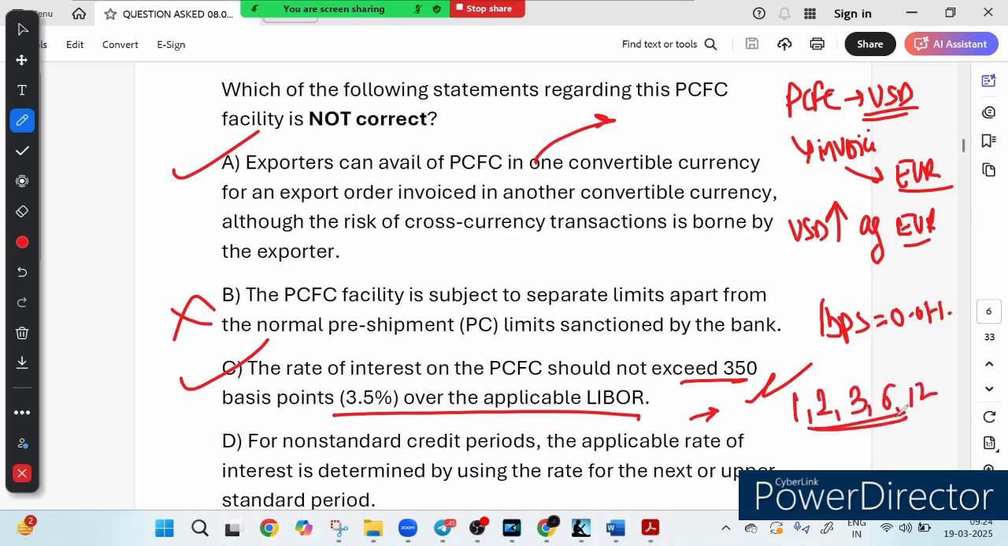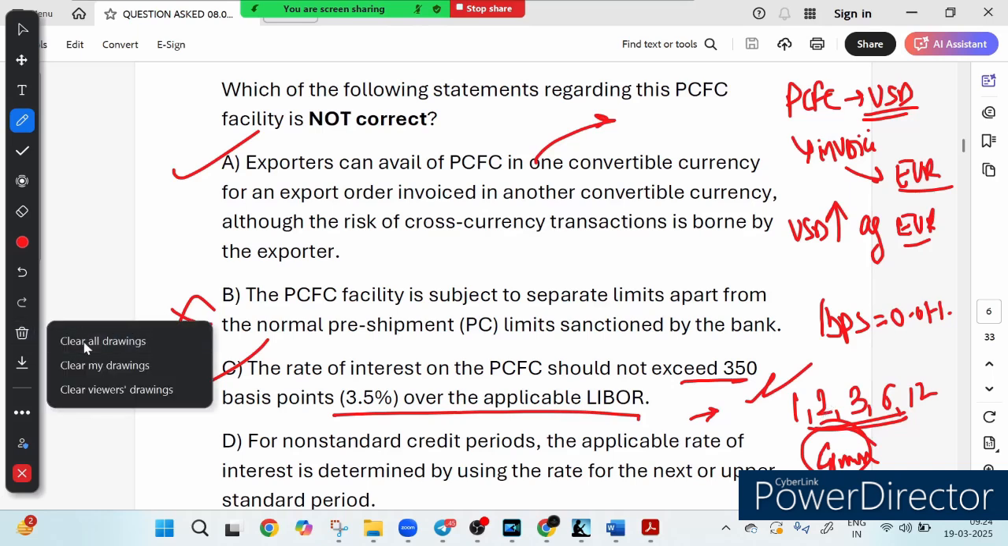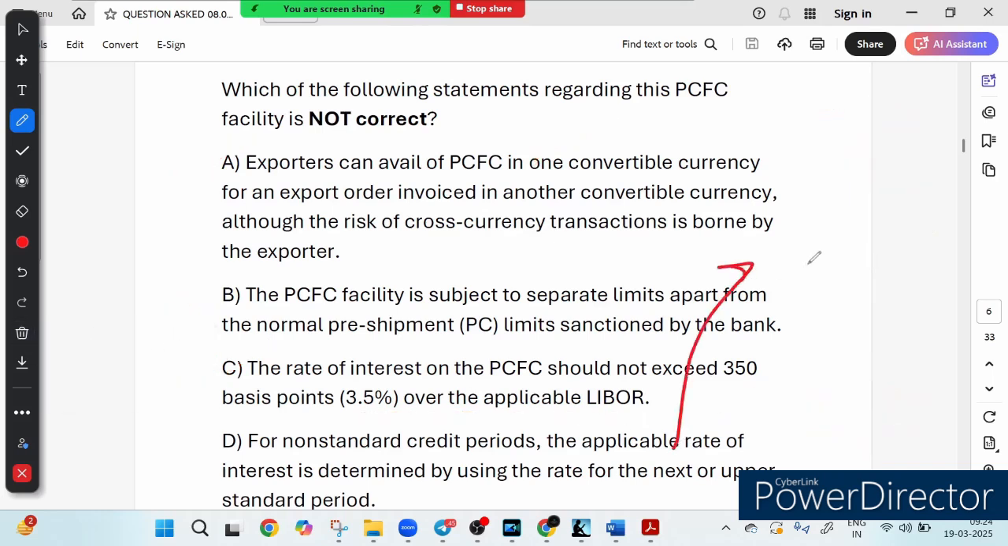For a non-standard period, let's say 4 months. Suppose 4 months. So this 4 months is not a standard period. For a non-standard period, the interest rate of the next higher standard period is charged. So let me give you an example to make option D more clear. Let's say that you have availed PCFC for 4 months, right? So the bank will apply the interest rate for 6 months, which is the next higher period. Understood? So option D is correct. So the correct option to this question is option number B, the not correct one that was asked, right?